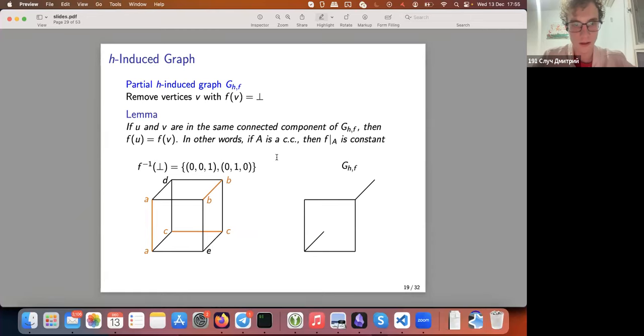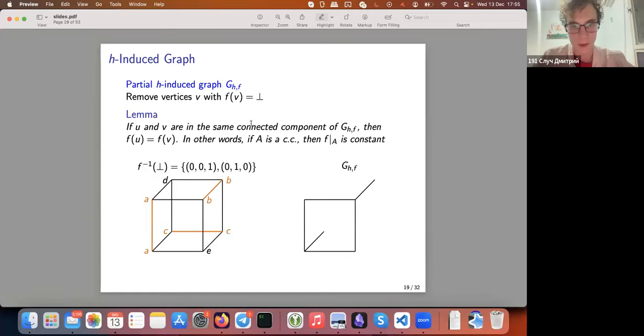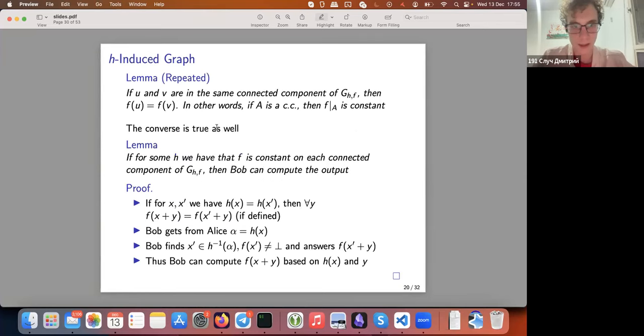And the lemma works in the converse direction as well. Like here we had that if there is a communication protocol, then F is constant on all the connected components of the partial H-induced graph. And here we prove the converse statement. If for some function H we have found some F which is constant on each connected component of the partial H-induced graph, then Bob can compute the output.